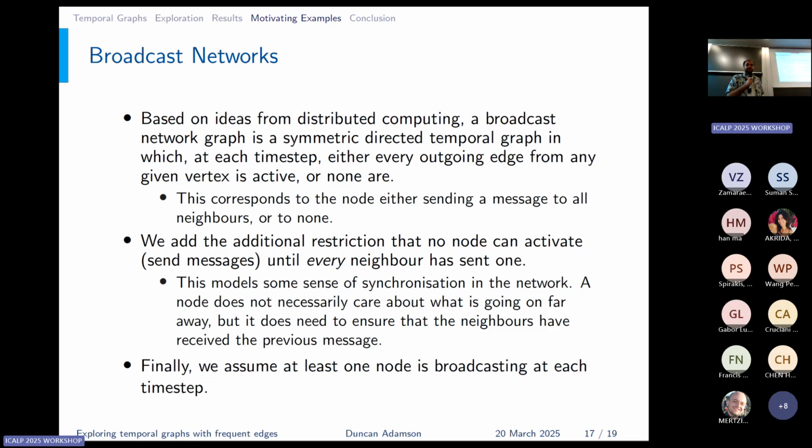And we have a couple of additional restrictions. Firstly, we're going to assume that no node is going to activate until every single one of its neighbors is also activated. So we're not going to activate it until it's heard back from all of its neighbors.